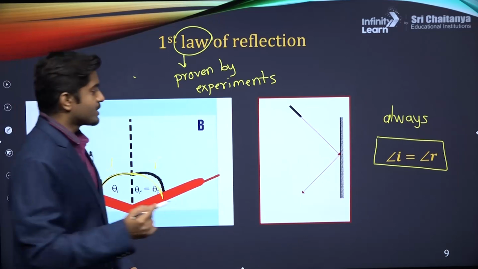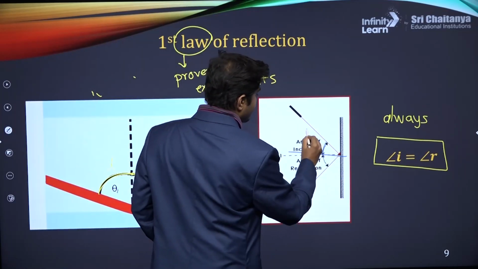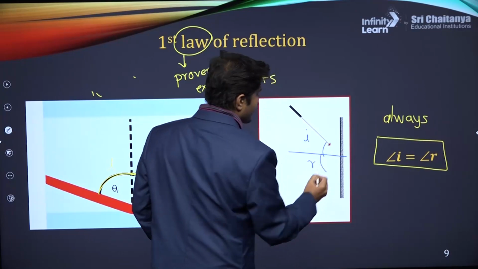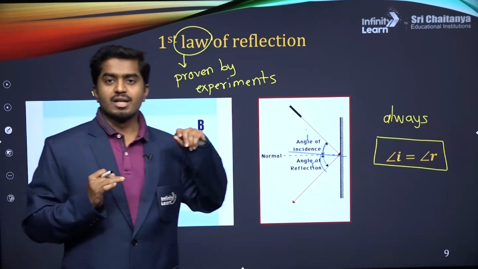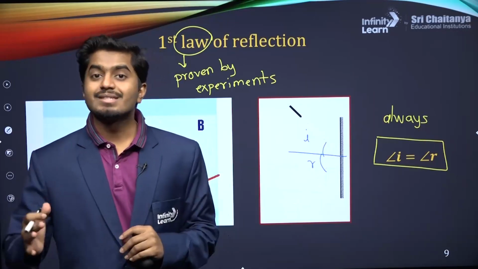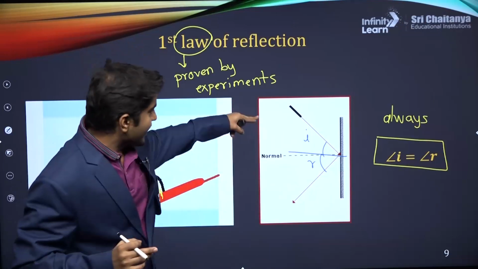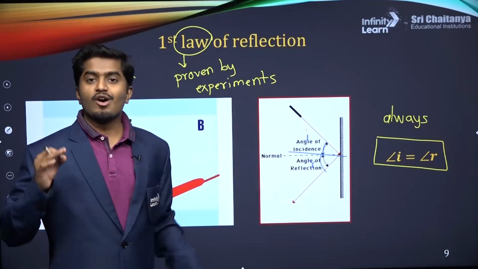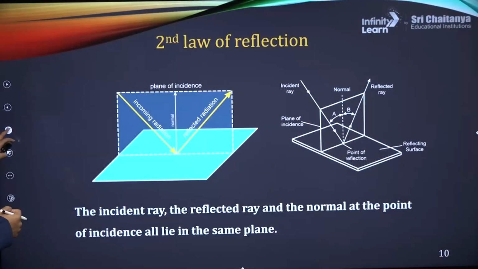You can have any situation. For example, here, this is your normal. This would be the angle of incidence I. This would be the angle of reflection R. They are always going to be equal to each other, no matter what the surface is. If the surface is rough, still the angle of incidence and angle of reflection are always going to be equal to each other. Now, what is the second law?